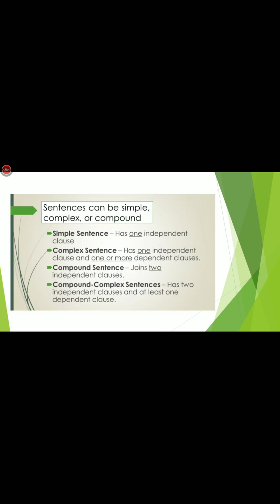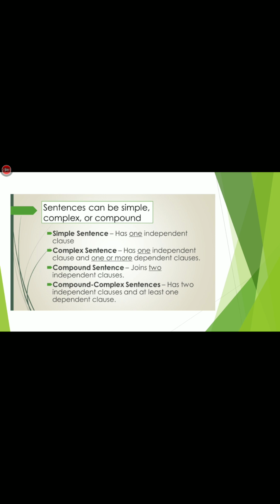Now we come to interchange of simple, compound and complex sentences. Before going on to that, we need to know what is a simple sentence, what is a complex sentence, what is a compound sentence. And there is a fourth kind, compound complex sentences. Most of the time you will not get this, but the major three kinds are simple, complex and compound. So in a simple sentence there is only one independent clause.